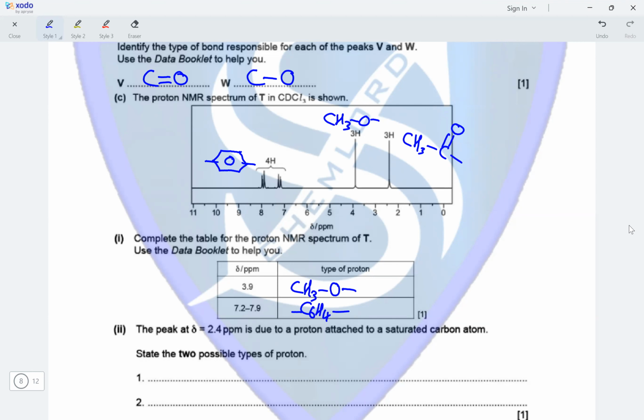State two possible types of protons. One of the protons is the one that we identified, which is CH3 next to C double bond O, and another one that we did not identify while identifying the peaks is CH3 next to C6H4 in this case, because the peak for CH3 next to C double bond O is in the range of 2.2 to 3.0, while the peak with the alkyl group next to the aromatic ring is 2.3 to 3.0.